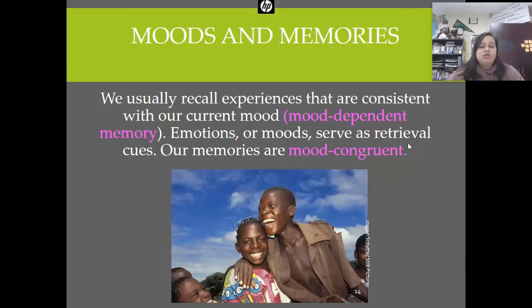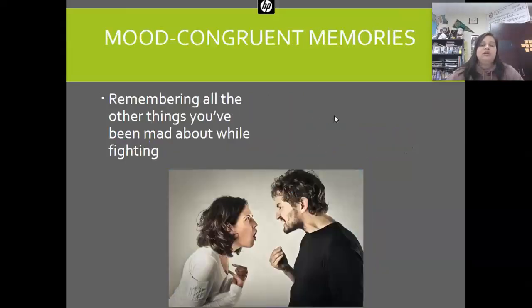So our emotion serves as the retrieval cue. So for example, when people are fighting, they're really mad. And then all of a sudden, they remember all the other times that they were mad at that person and they start bringing up old stuff. That's that mood dependent memory retrieval, that they recall other times they were in the same mood.